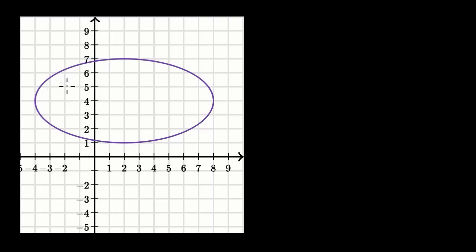Over here we have an ellipse graphed, and what we want to do is come up with the equation of this ellipse, but we're going to do it in steps. The first thing we want to do is figure out the center of this ellipse, and if you are so inspired, think about where that center is.